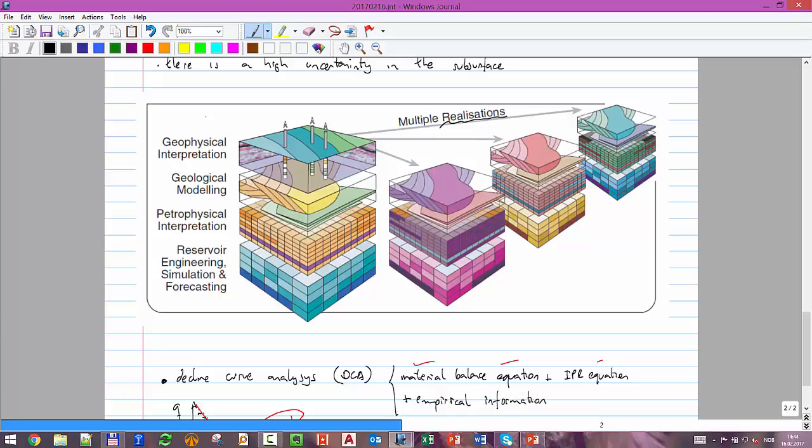And that really creates a problem, because at the end what we want to compute for each one of them is the TRR, for example, the recovery factor, the rate versus time.